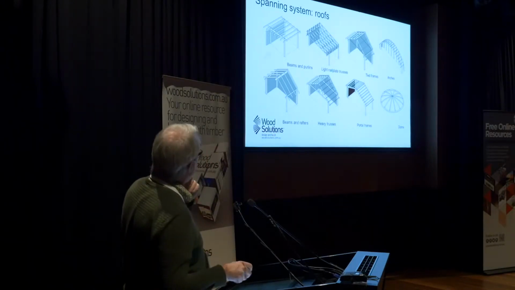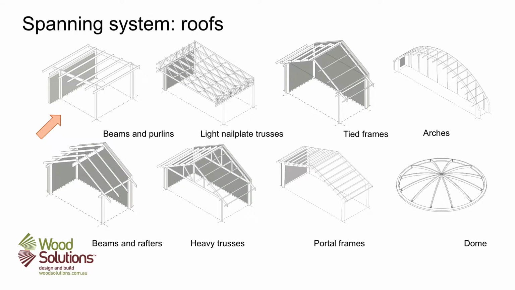And if we can say in our job, we're going to look at this one. We're going to take the simplest one, which is beams and purlins. We're going to have a primary beam. We're going to run purlins straight across.